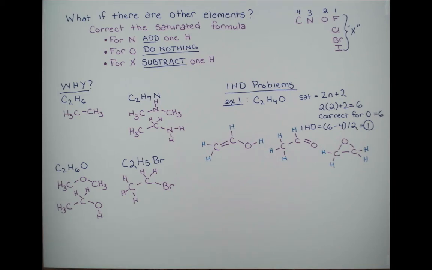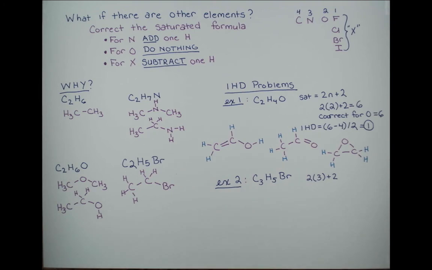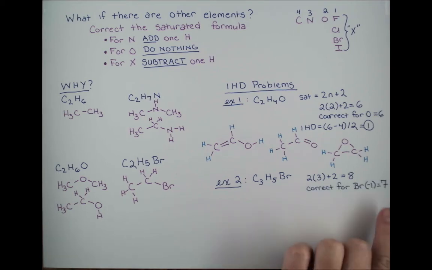Now let's do an example where we need to correct our saturated formula. Okay, we have 3 carbons. Let's plug that into our equation. Here's our saturated equation. This will give us 8 hydrogen atoms. But now we need to correct for bromine. So we need to subtract 1 hydrogen atom from our calculation that we just did. This is because bromine is going to replace a hydrogen atom. So with our correction for our saturated formula, we're expecting 7 H atoms.